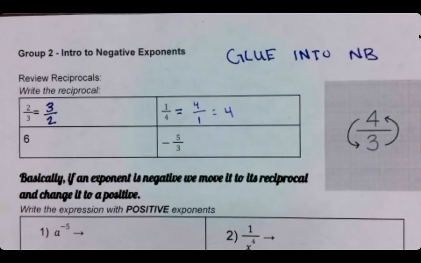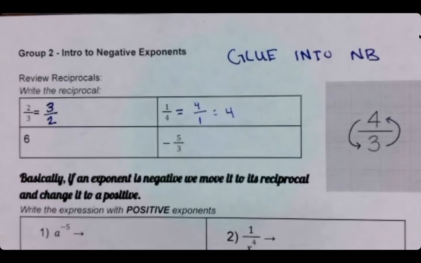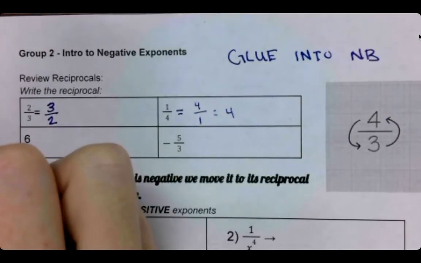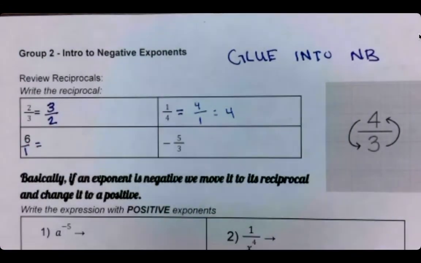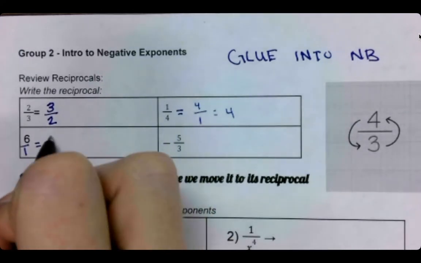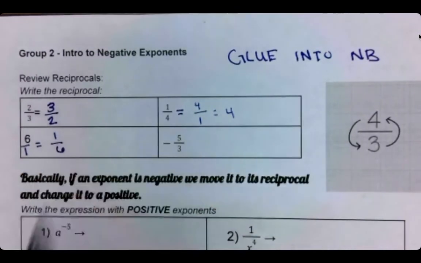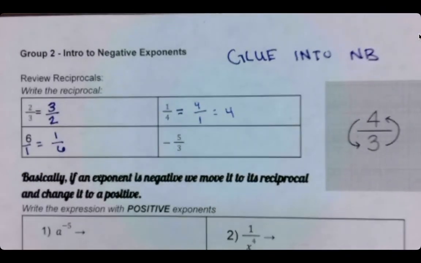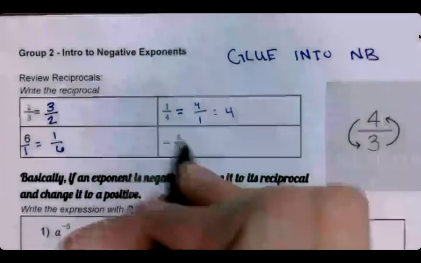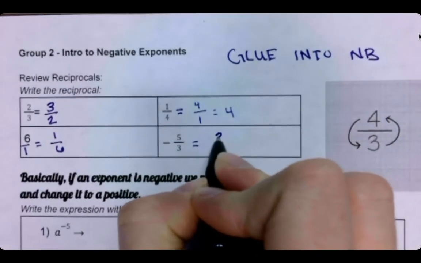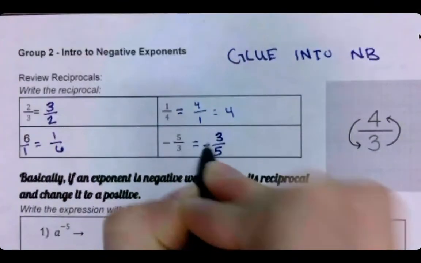For the next one, what number is on the bottom of the 6? A 1. So what would that reciprocal be? 1/6. What would the reciprocal of -5/3 be? 3/5. Hopefully you remembered the negative.